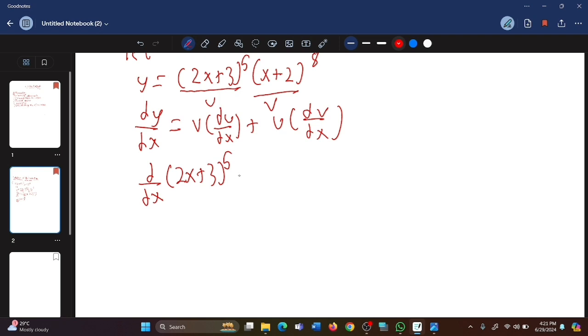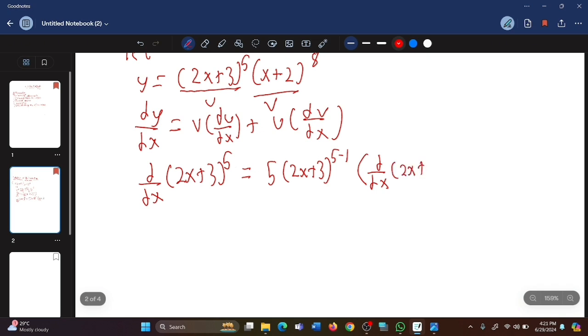Here we first bring the power in front, 5. Then write the bracket (2x + 3). Then we subtract 1 from the power, 5 minus 1. Then we multiply the entire thing by d/dx of (2x + 3). Let's simplify the equation: 5 (2x + 3) to the power 4.